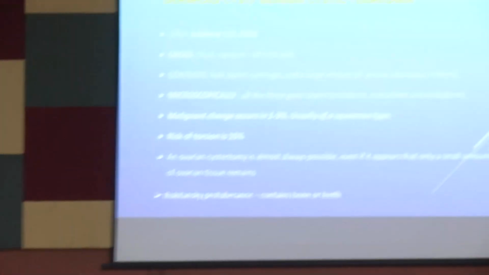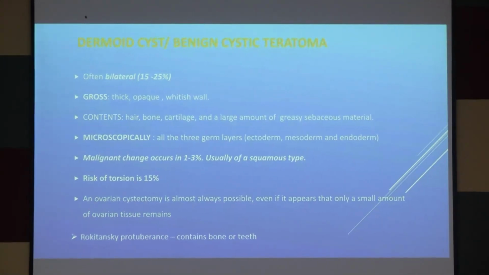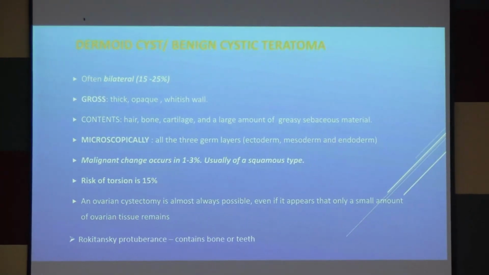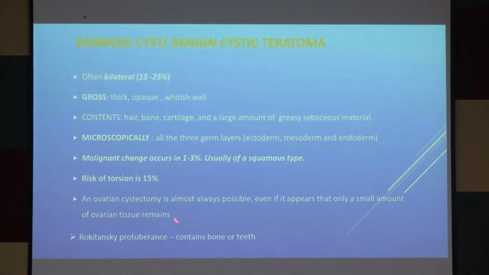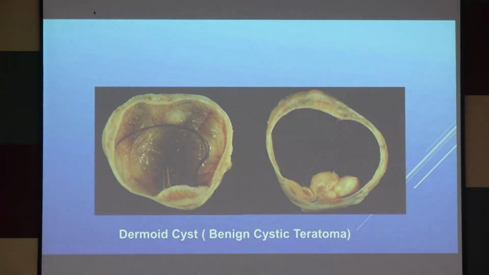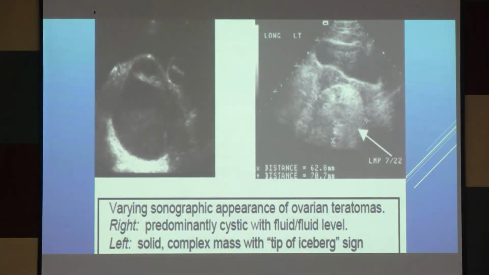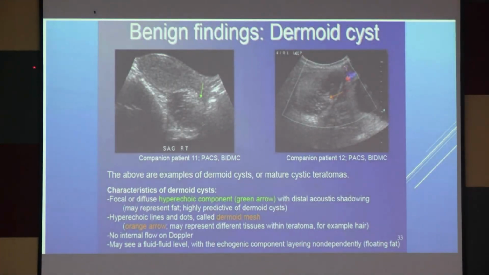This is important. There's something called a Rokitansky protuberance. You have been taught all this in pathology. Rokitansky's protuberance is a solid nodule within the dermoid cyst where usually the bone or teeth appear. It looks something like this on a USG. This is the protuberance. This is the Rokitansky's protuberance.